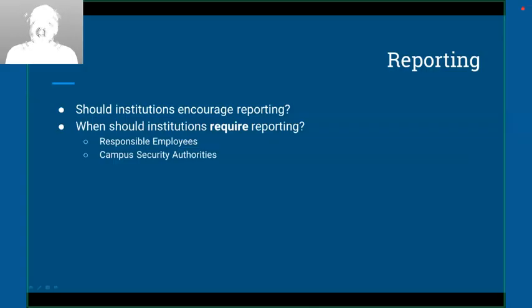So responsible employee is a Title IX term. It refers to an obligation to report sexual misconduct related to an institution policy to the institution's Title IX program. Campus security authorities, the Clery Act term, refers to an obligation to report certain crimes occurring in certain locations to the campus law enforcement or the Department of Public Safety and Security or whatever your applicable law enforcement agency is at your institution. There's, again, quite a bit of overlap at many institutions with positions.